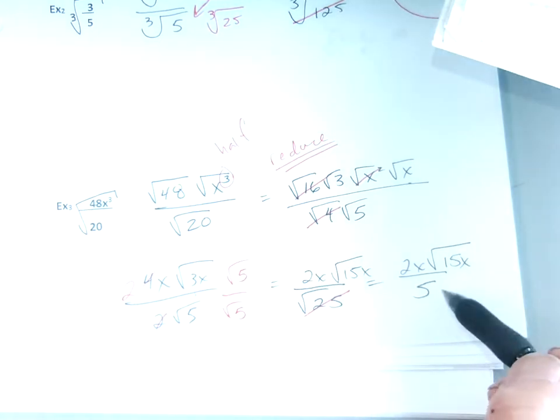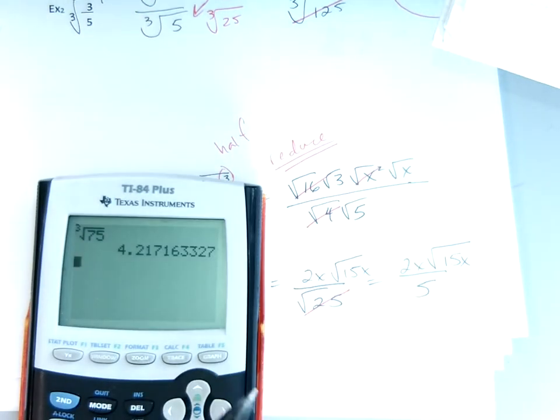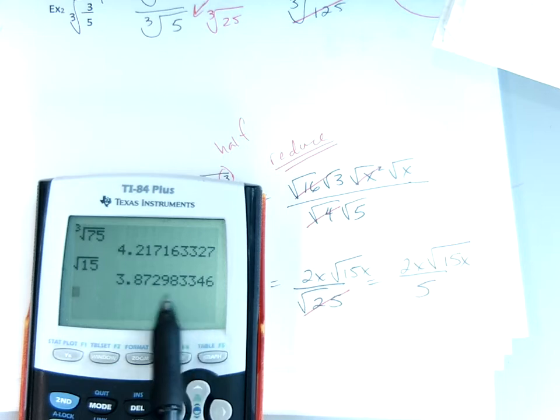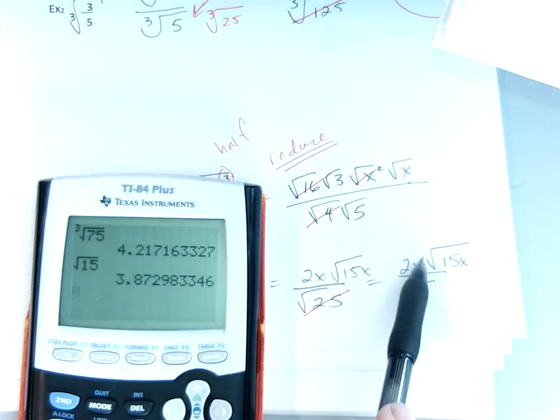Again, it's tempting to want to divide the 5 into the 15. It's not a 15. Square root of 15 is this ugly number, and I don't want to really write that number, right? I'd rather not write that number. I'd rather write the square root of 15.